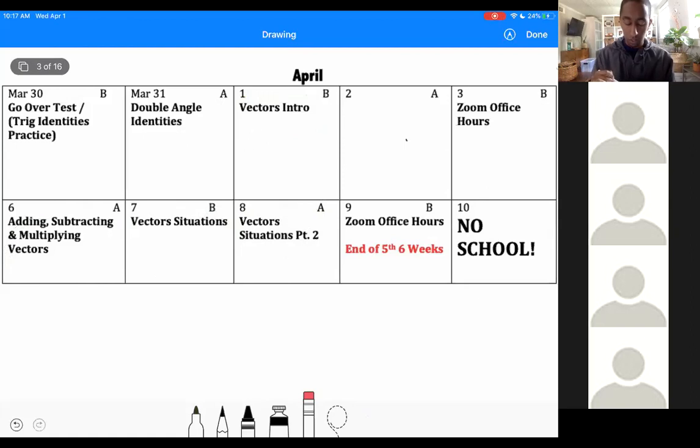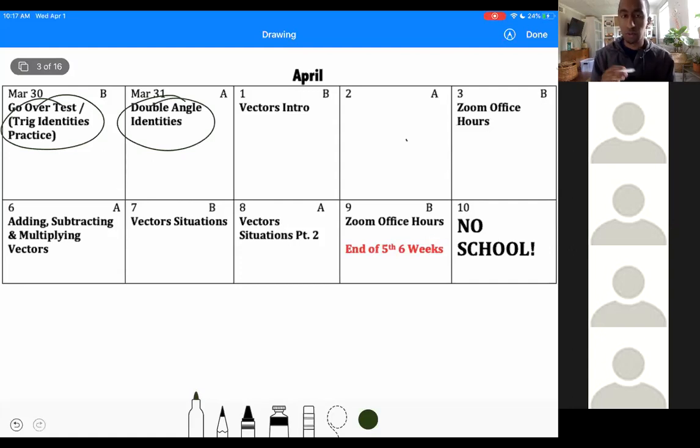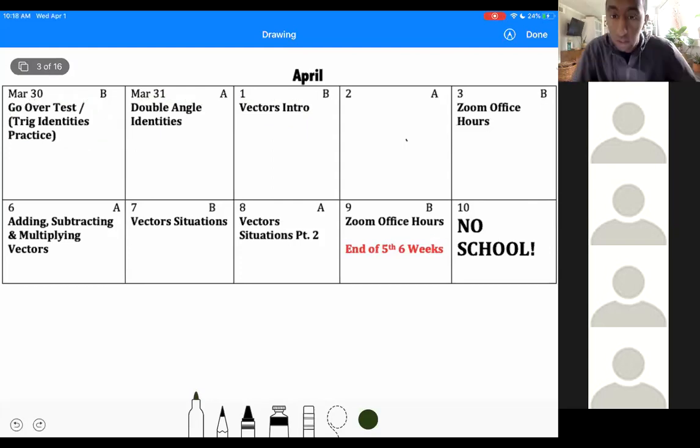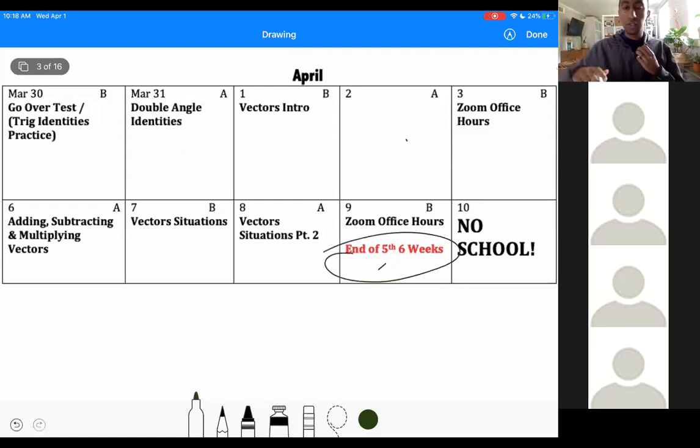And then Friday, we'll still have our Zoom office hours. So that is if you have any questions about the practice from this week. Your practice will be due Friday at 4:20, and you have 1 practice from the trig identities, 1 from the double angle identities, which are both posted, and then we'll have a practice for today. So it'll be 3 total practices that are due Friday at 4:20, okay? All right, and then the 6 weeks ends next Thursday, so just take note of that.